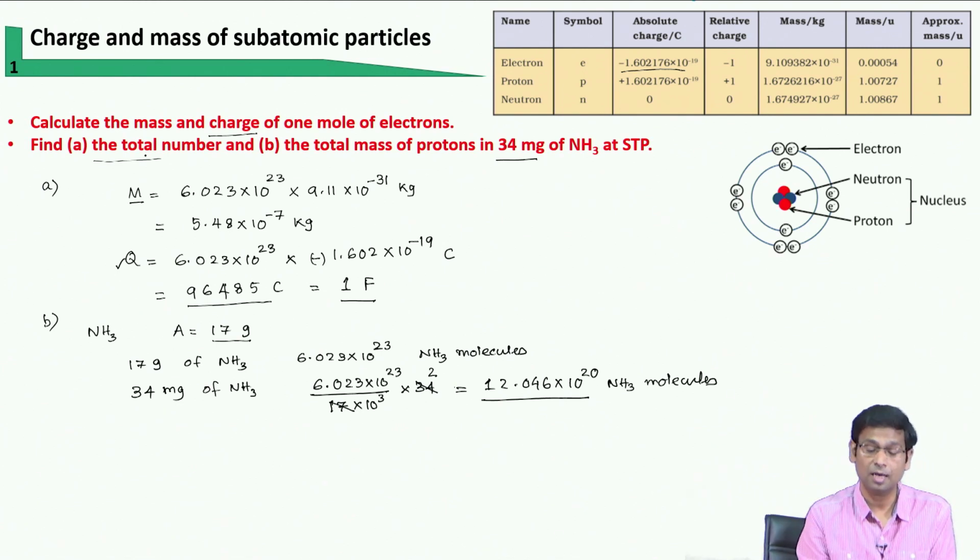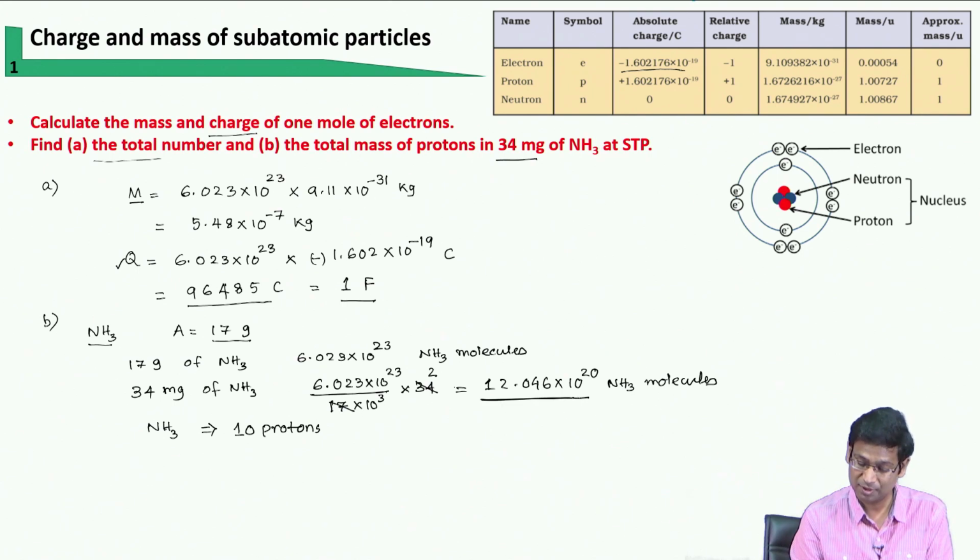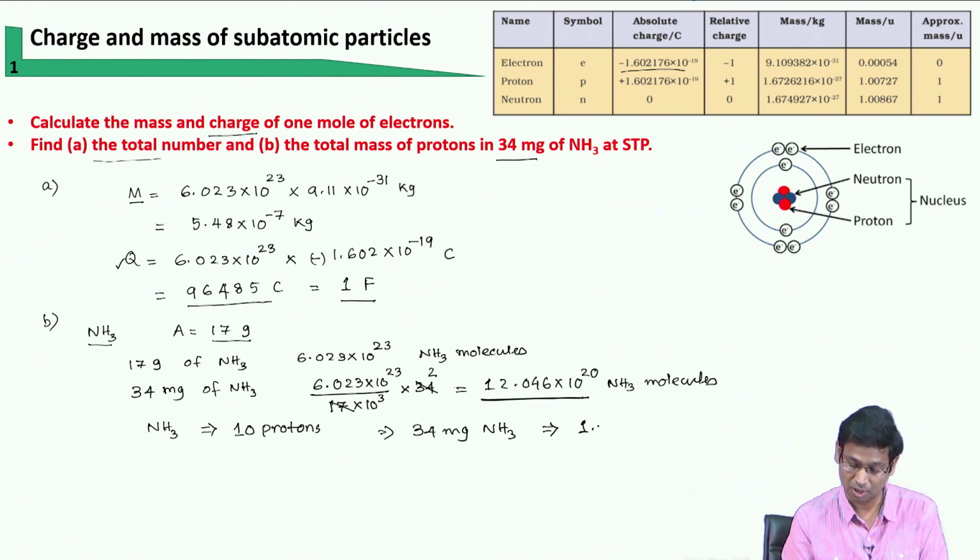But the question asks how many protons are there. Now, let us look at one molecule of ammonia. In one molecule of ammonia, the nitrogen atom will have 7 protons. Each hydrogen will have 1 proton. So together one molecule of ammonia has 10 protons, but in our sample of 34 milligram of ammonia, we have this many molecules. So 34 milligram of ammonia would have this number multiplied by 10, which is 1.2046 into 10 to the power 22 protons.